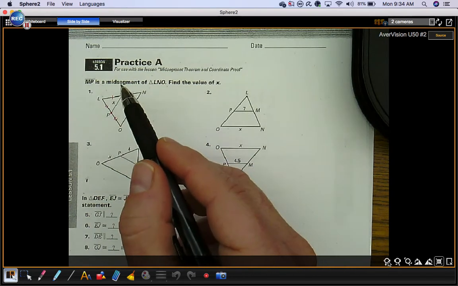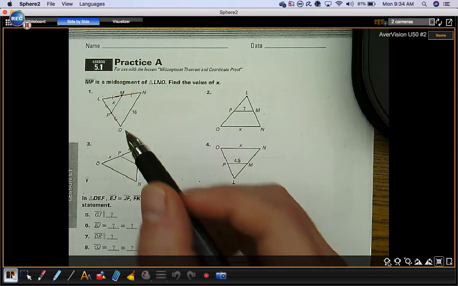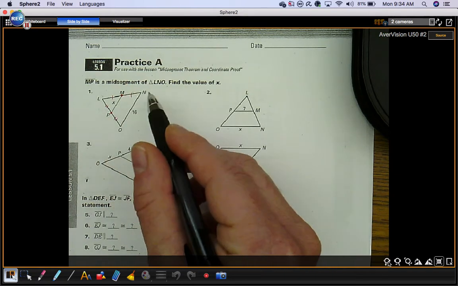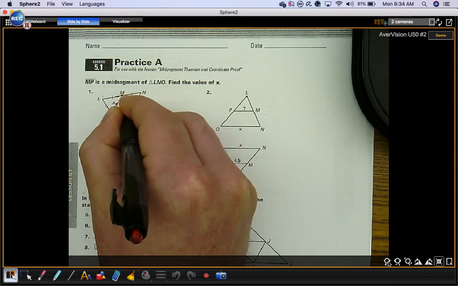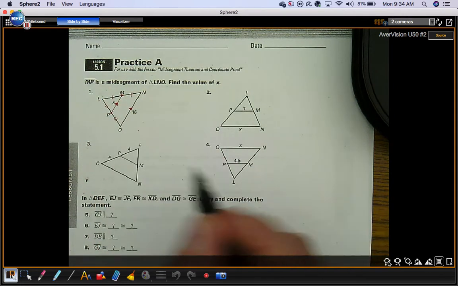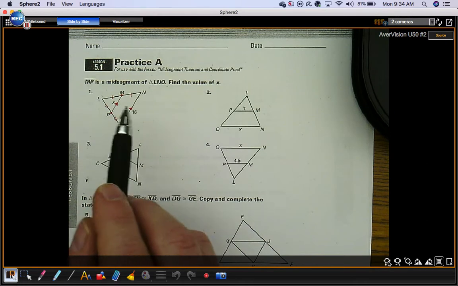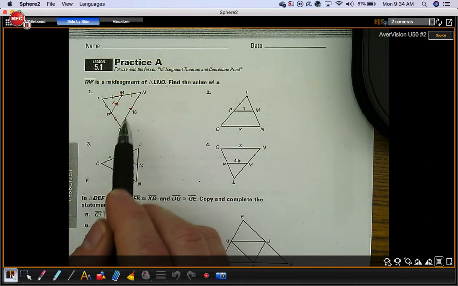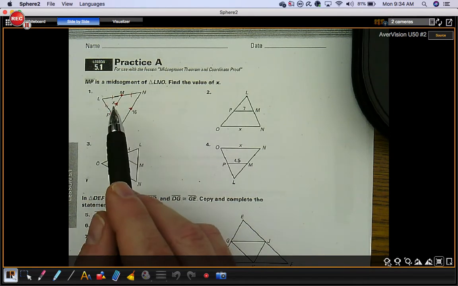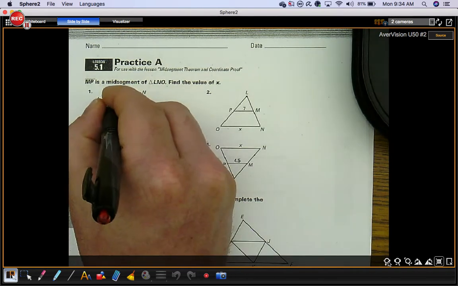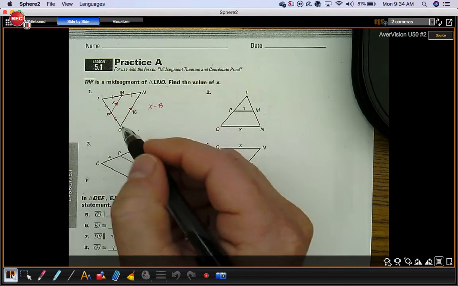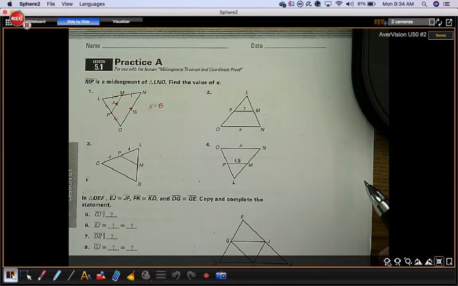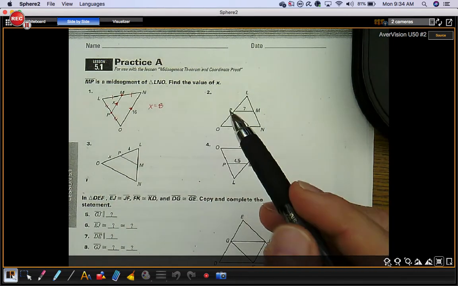Now, there's a theorem that tells you two things about midsegments. It tells you that this segment is parallel to this segment, so you know this. Also, you know that this midsegment is half the length of that side. So this x needs to be half the length of that side, so it's going to be 8. And that's how we're going to do all of these.